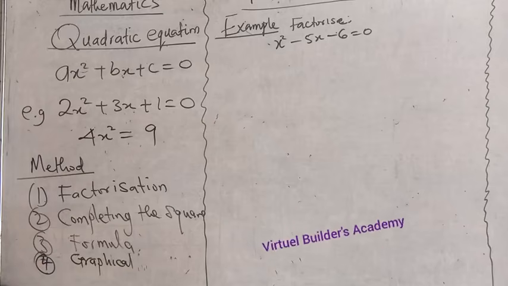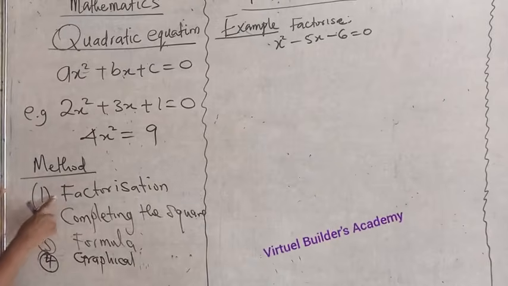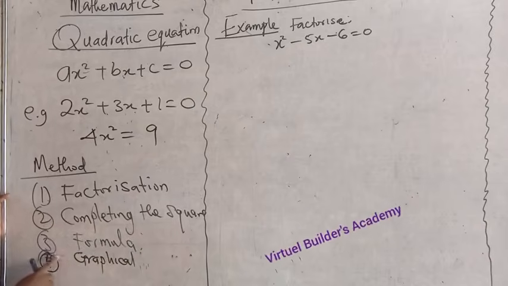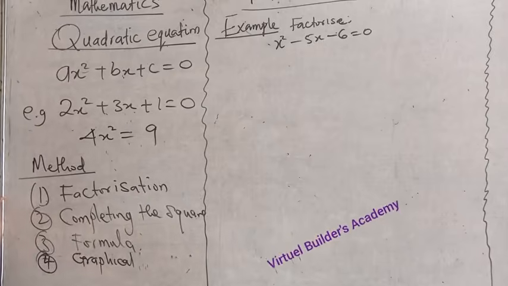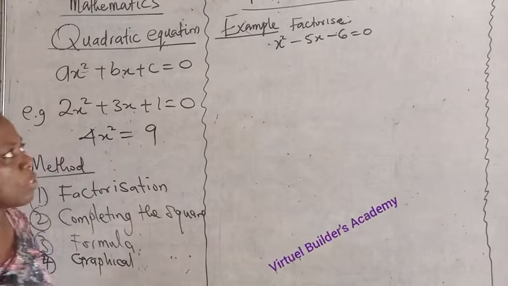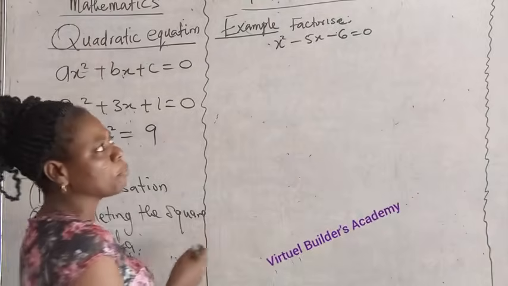We have various ways of solving a quadratic equation. The first one is factorization. The second one is completing the square. The third one is the formula. And the fourth one is the graphical method. Today, we are going to teach about factorization, and let's look at an example.